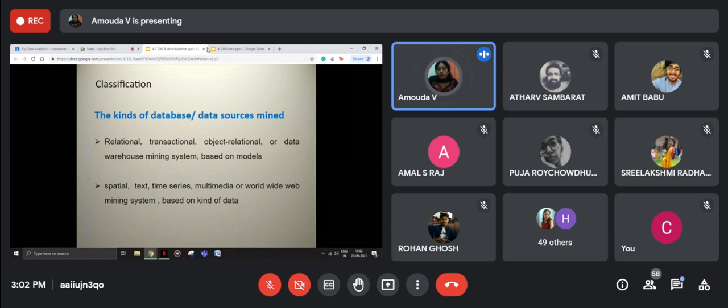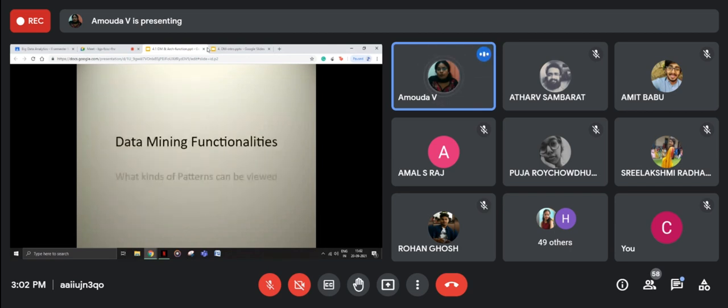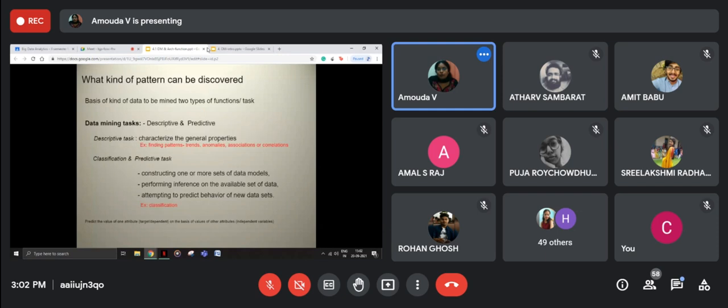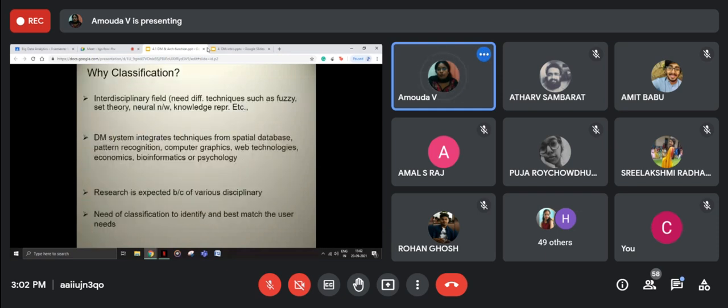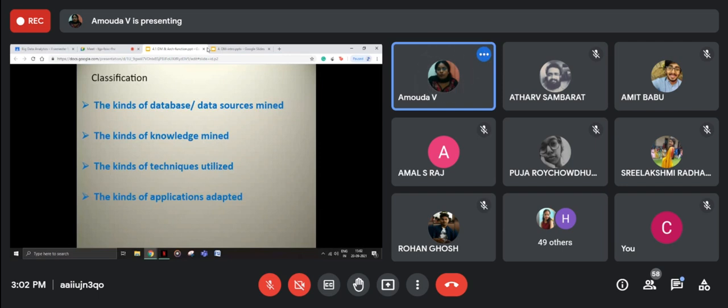Okay, classification goes like this. Kind of database, data source, mine. You see, I have one more. Where is it? It is not there. I have one, yeah, this is the one. Yeah, I skipped this one.